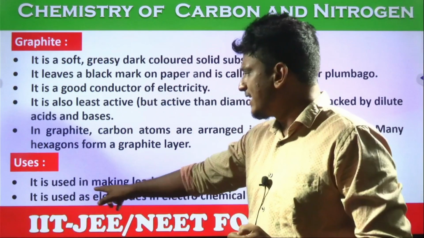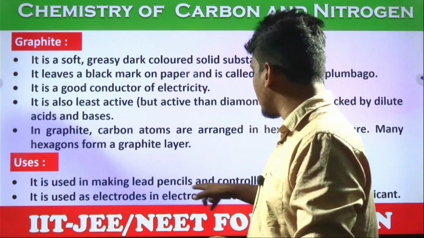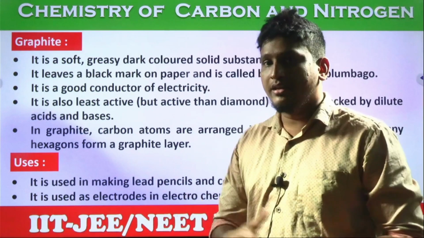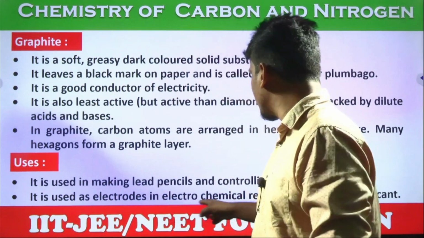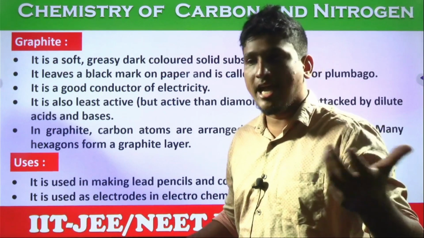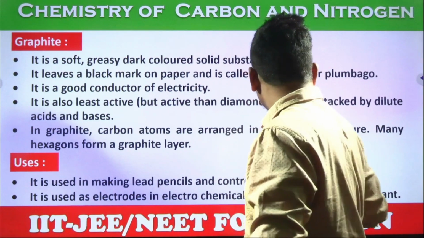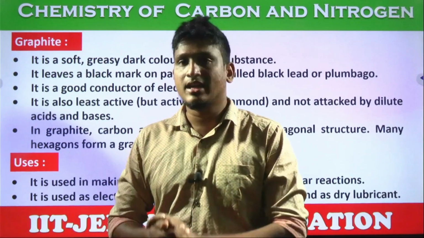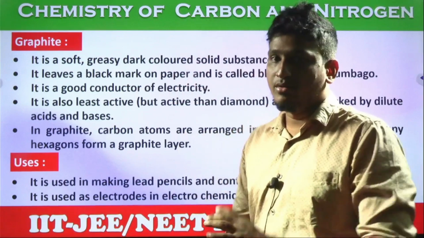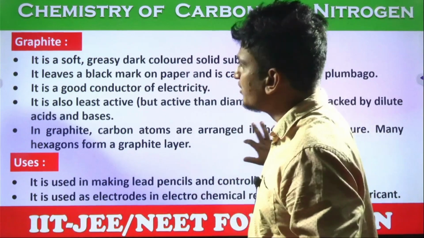So it is used in making lead pencils and also in controlling nuclear reactions. Why? Because it's a conductor. It is used as electrodes in electrochemical reactions, like anode and cathode. We also use graphite as a dry lubricant which reduces friction, not like petrol or diesel kind of lubricants. So those are the uses of graphite.